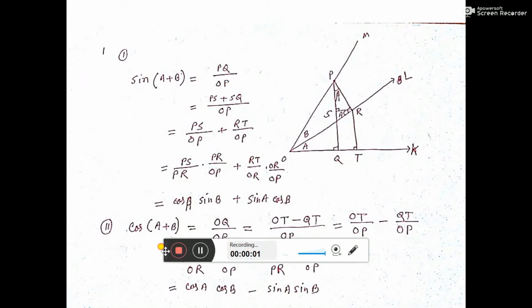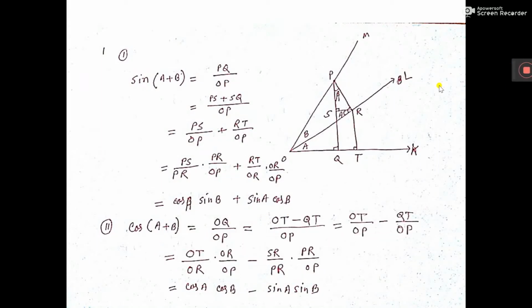Okay, now let us do this sum. We have to prove that sin(A + B) is equal to sin A cos B plus cos A sin B. Now, for this, we have to draw one diagram.